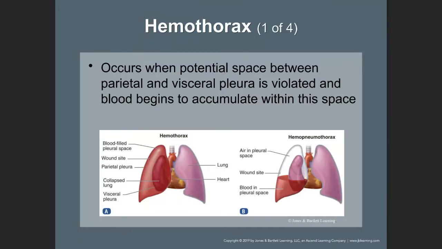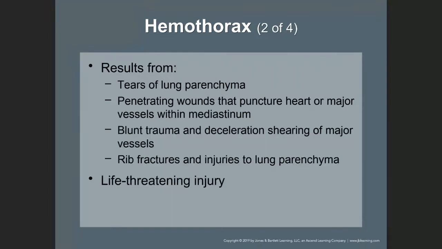Hemothorax occurs when the potential space between the parietal and visceral pleura is violated and blood begins to accumulate within this space. It results from tears of the lung parenchyma, penetrating wounds that puncture the heart or major vessels within the mediastinum, blunt trauma and deceleration, shearing of major vessels, rib fractures, and injuries to the lung parenchyma or tissue. It is a life-threatening injury.